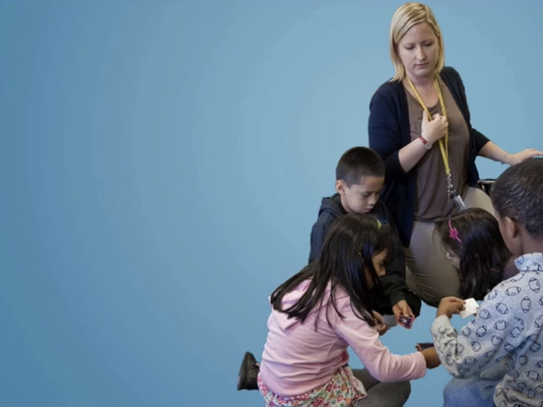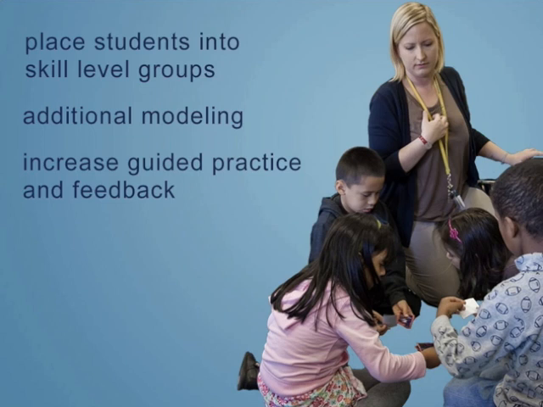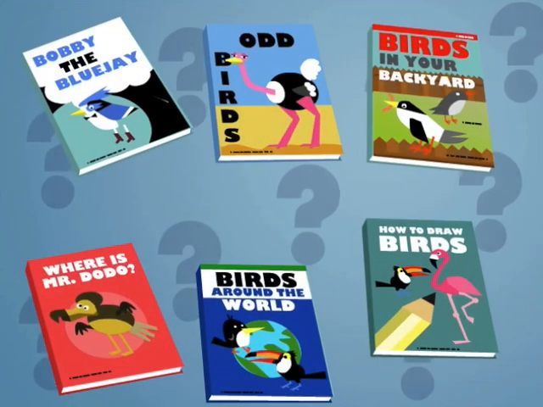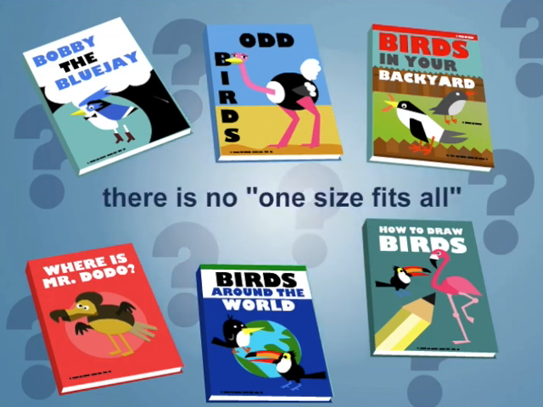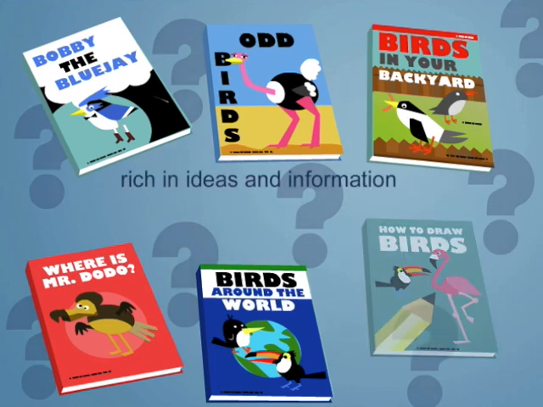Some strategies for differentiated instruction are placing students with similar comprehension skills into small groups, modeling a strategy more often for students who are having difficulty, lengthening the periods of guided practice and feedback, and reading smaller sections of the text together. The choice of text can make or break the success of a reading lesson. Because students have such different needs, there is no such thing as one size fits all when selecting a text for teaching reading comprehension.